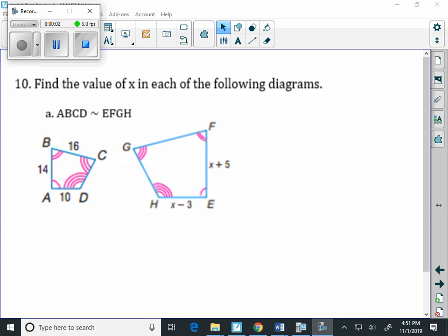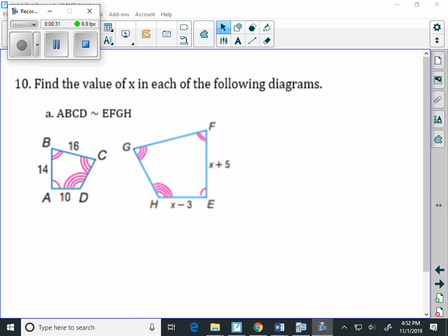The nice part about problem number 10, when we have to find the value of x in each of the following diagrams, is we've got a similarity statement. It tells us figure ABCD is similar to figure EFGH. And be careful here about the orientation of the figures.